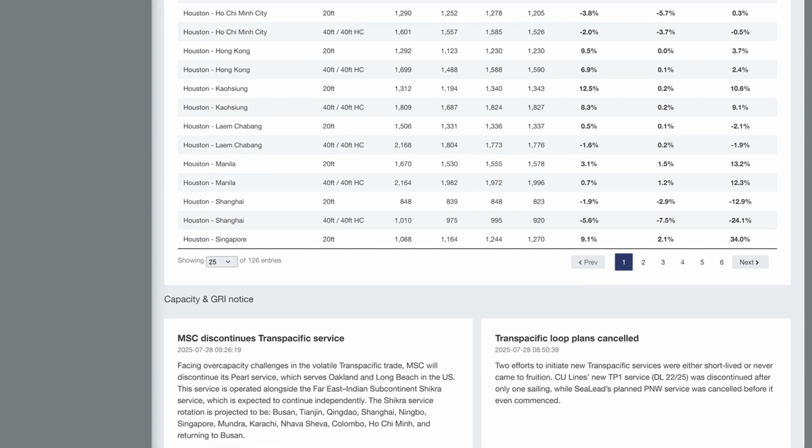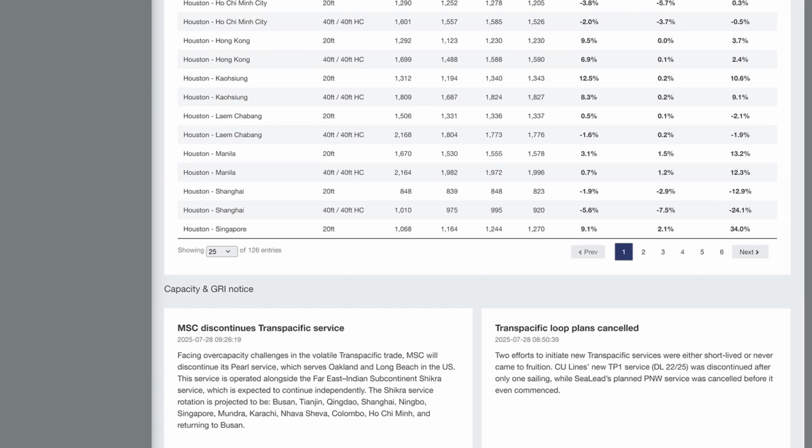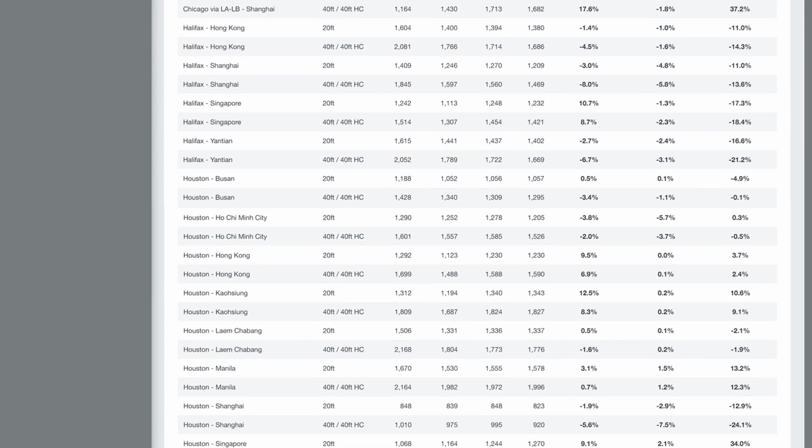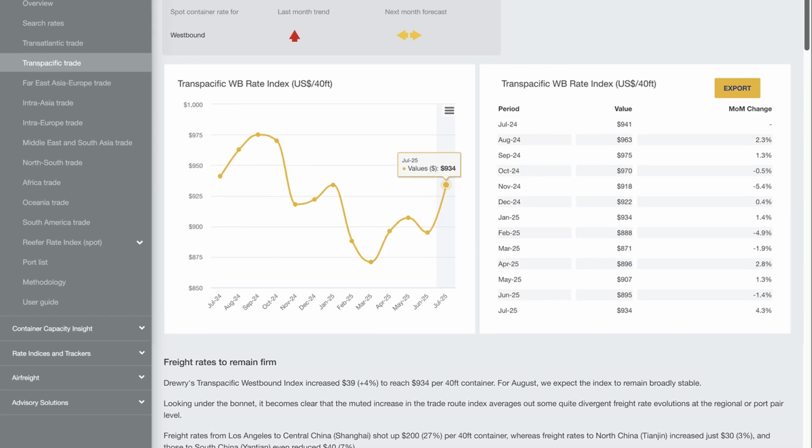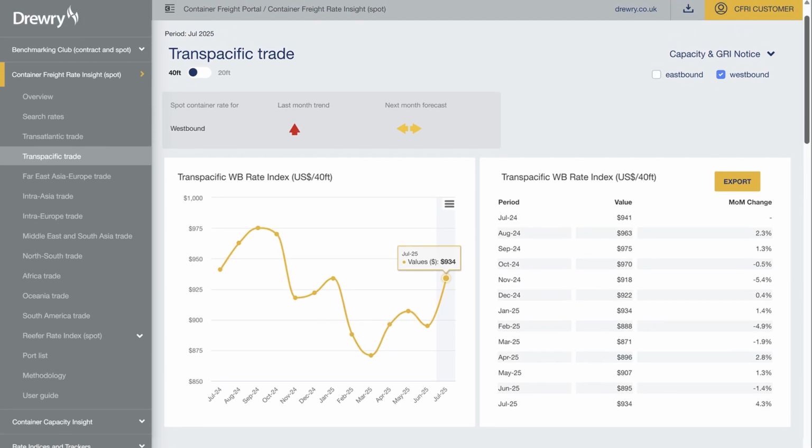And finally, at the base of the page, the latest capacity and GRI notices for that route, should the information be available. But no matter where you are within the CFRI service, once within the trade route for which you require freight rate data, you can quickly switch from reviewing the aggregated freight rate indices to identifying rate data for a particular route.